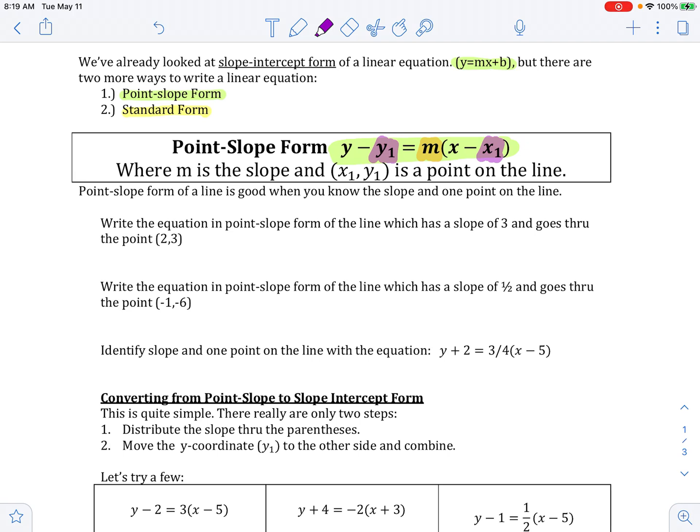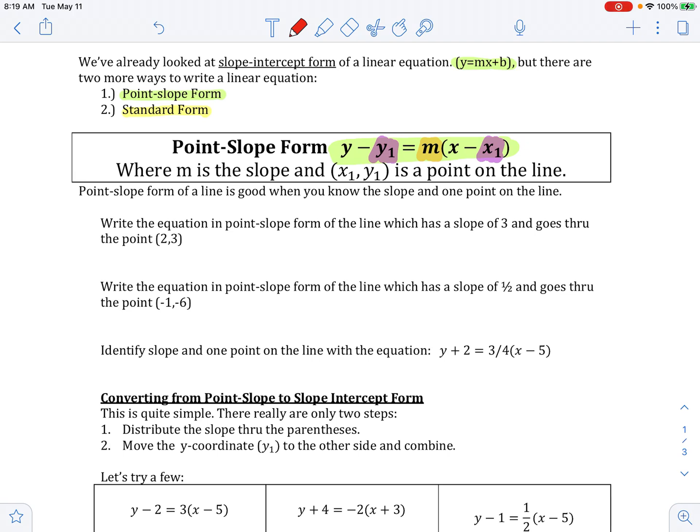Let's take a look at how, if we know the slope of a line and we know the coordinates of 1 point on the line, we can write an equation in point-slope form. In my opinion, this is the most underutilized form of a linear equation. It's one of the simplest to generate. So as long as you can remember the form, then it becomes easy to write the equation. Let's take a look at a few examples.